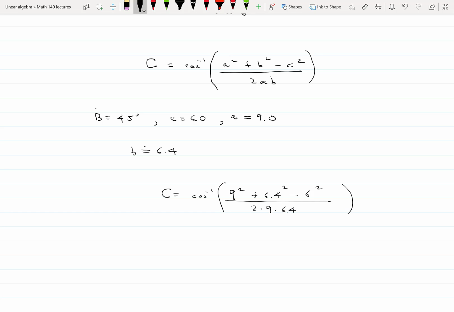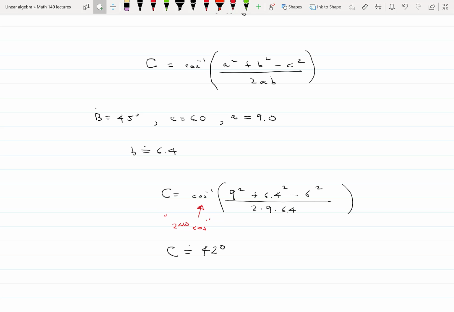Okay, when you do this and push enter in your calculator, you get a really good approximation, pretty good even with the rounded off 6.4 for b. We get about 42 degrees, 41.7 or 42 degrees approximately. So in your graphing calculator, to enter the inverse cosine, just to remind you, you push second, cosine.